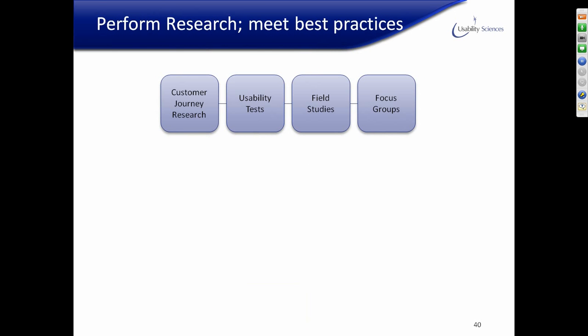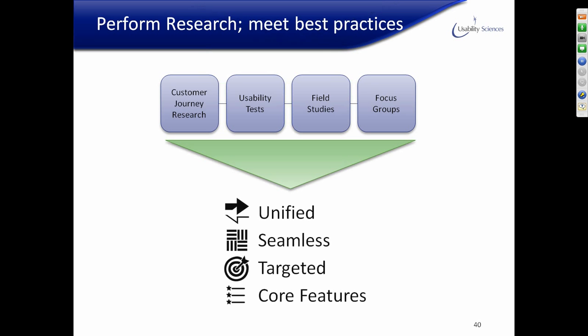So in conclusion here, taking a look at the growing demand for ensuring omni-channel needs are met, cross-channel needs, the best way to do that, of course, is by performing omni-channel research. And again, taking a look at the primary methods that we've outlined earlier. Doing these things really helps you come to a place where your sites and apps or your in-store experiences are unified, seamless, targeted, and reliably present the core features across channels.